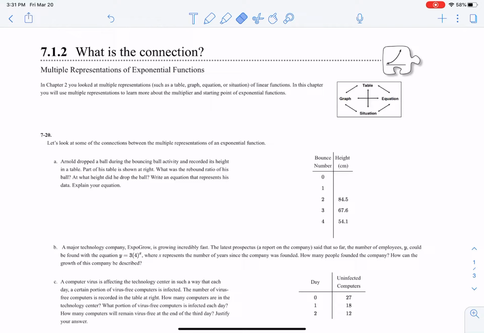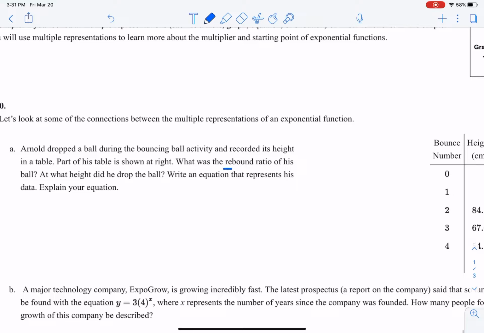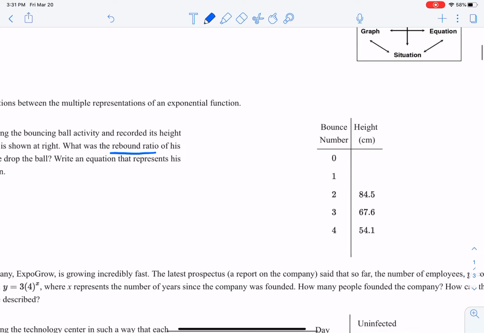All right, now you're going to do some reading. Go ahead and start with 7-20, including letter A. Pause the video, and when you're done, start it back. Okay, by now you've read problem 7-20. And you should have seen that they're asking us for a few things. Well, let's look at the first part. They're asking us, what was the rebound ratio of the ball that Arnold dropped?